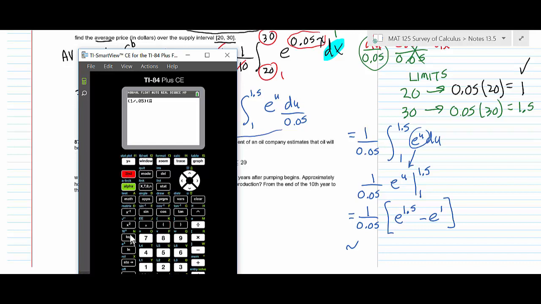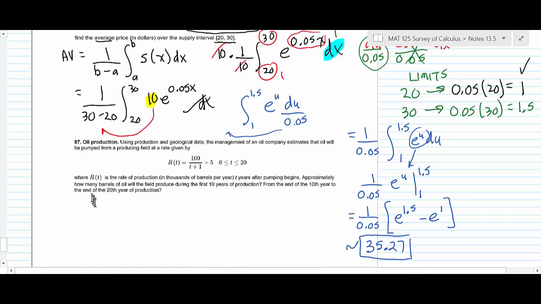I'm going to do e to the 1.5. Okay, then minus e to the first, which of course is just e. Or you can put the e to the first in if you want to, like this. Okay, and that should do it. That should give you a decimal answer, and then we'll see if this makes any sense. So I'm going to round that to 2 decimals. That'd be 35.27, the approximate average value of that function.